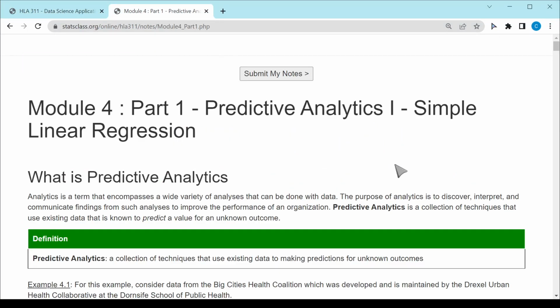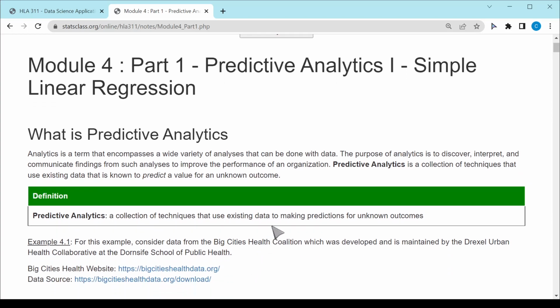So, what do we mean by analytics? Analytics is a term that encompasses a wide variety of analyses that can be done with data. There's a particular type of analytics called predictive analytics, and that consists of a collection of techniques that use existing data to make predictions for unknown outcomes.